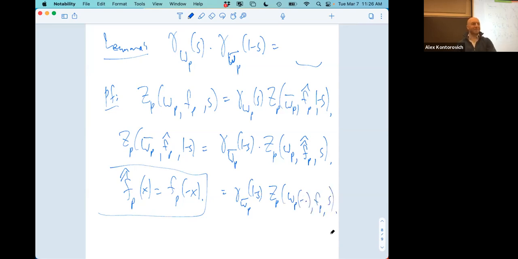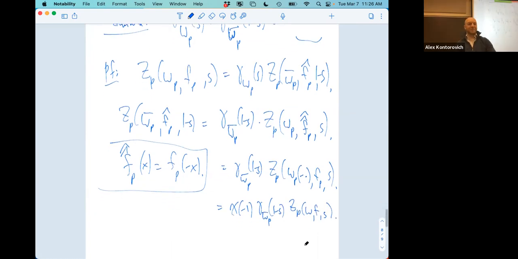FPS. And omega is a character. So omega P of -1 comes out. Chi of -1 comes out, and I get omega P bar 1 minus S times ZP of W F hat S. Okay, so but this thing is equal to this thing.